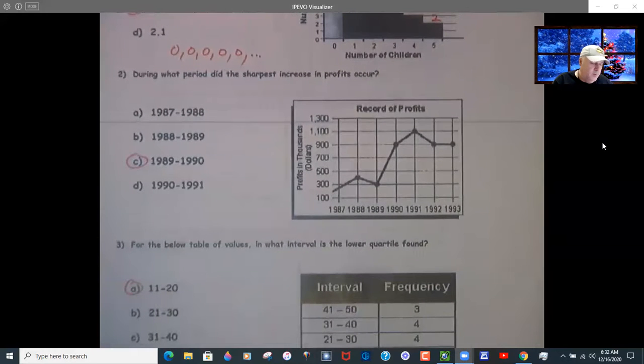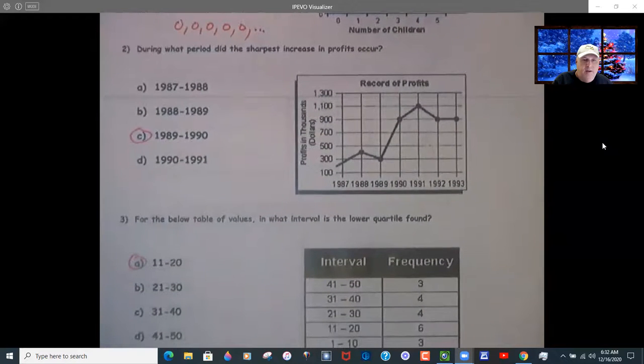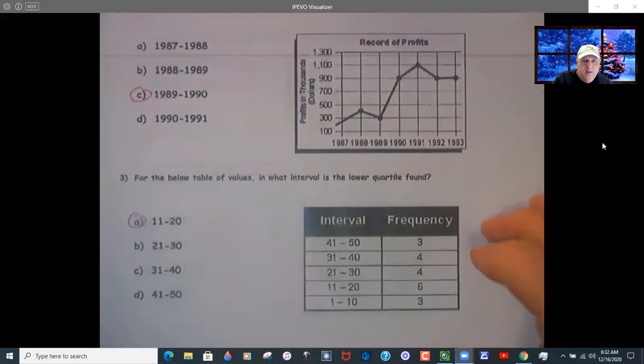Okay, just a couple more questions. The sharpest increase in profits is right in here, wherever the line is steepest. In what interval is the lower quartile found? So what's the middle position with all of this? 7 and 4 is 11, and 6 is 17, and 3 is 20. So there's 20.